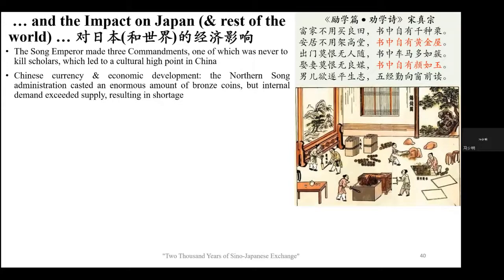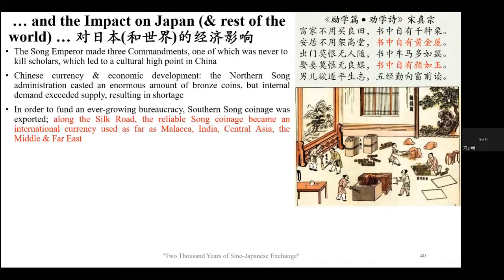Chinese currency and economic development started to very high levels, and the Northern Song administration created an enormous amount of bronze coins, but you started to have inflation. In order to fund this growing bureaucracy, because you can't kill officials, you have to keep supporting them and pay them salaries. The Southern Song coinage had to be exported, and this was exported all the way to Malacca, India, Central Asia, the Middle and Far East, and it is equivalent to today's US dollar, right? Everybody traded with Song currency.